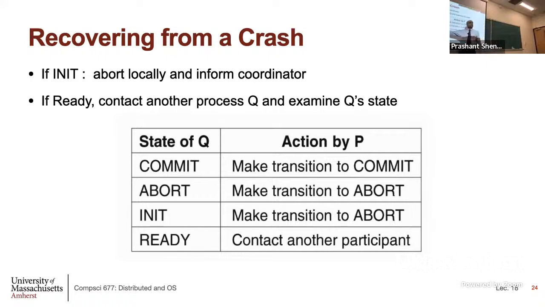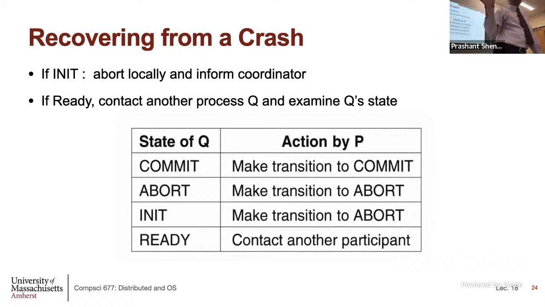If you're in the init state, you know that you haven't even voted. So init is basically, I haven't even started. So in this case, there is no way the coordinator can make a decision because you know you have not voted. So in this case also, it's fine to abort, and you can essentially tell everyone else to abort. But if you're in the ready state and the other process is in the ready state, you have to keep checking. And if everyone ends up in ready, then you are deadlocked. Okay, that was the scenario I just mentioned.